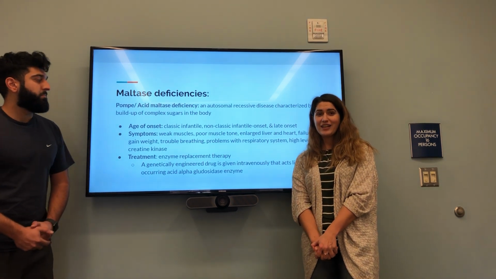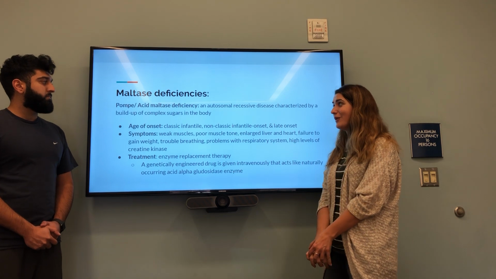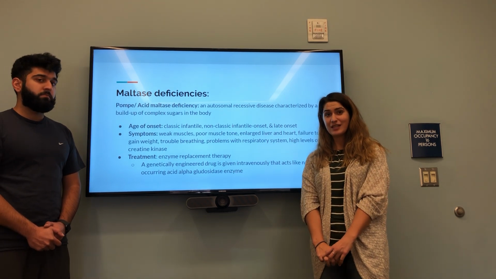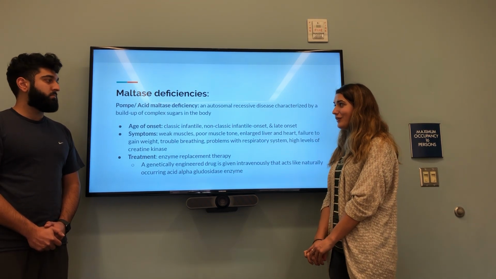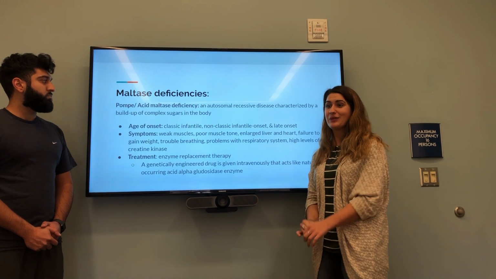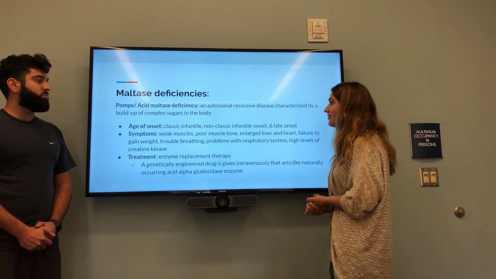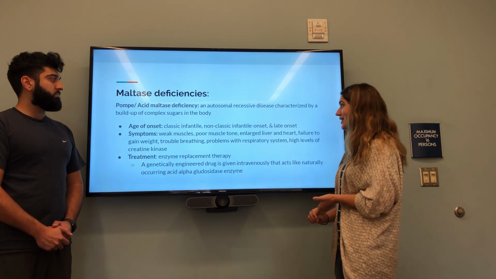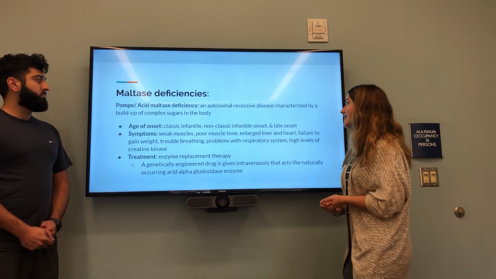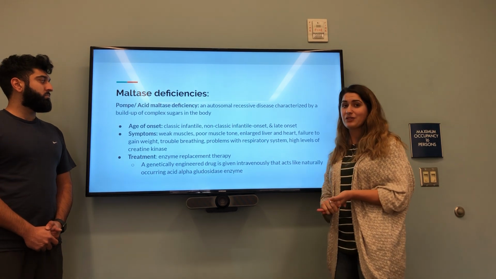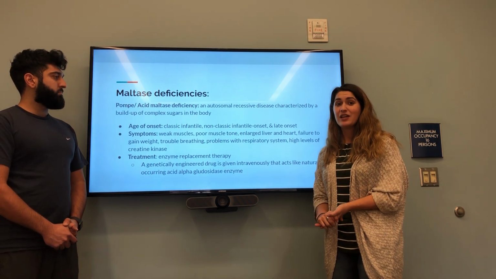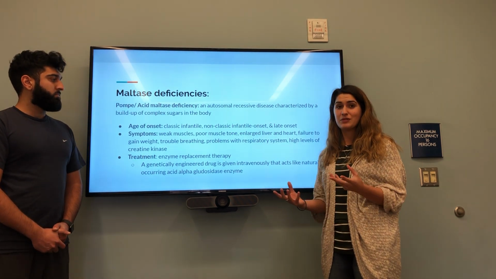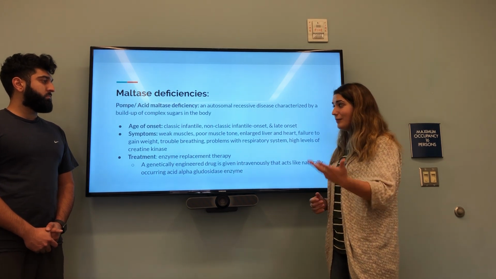Okay, so now we're going to shift gears and talk about what happens when we don't have enough maltase. So no longer talking about inhibiting it, but what happens when somebody's born without enough. There's a disease called Pompe disease or Pompe deficiency. It's an autosomal recessive disease characterized by a buildup of complex sugars in the body. So you don't have maltase, you're not breaking down those maltose disaccharide sugars, so you have a buildup.